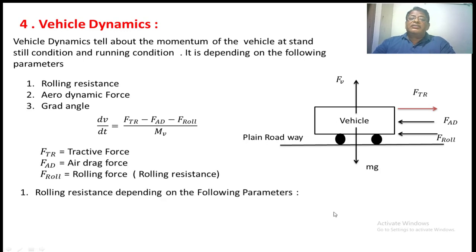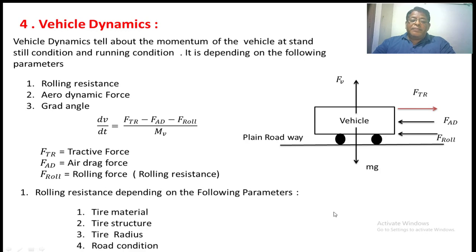The rolling resistance of a vehicle depends highly on the following parameters: what type of material is used for the tires, the tire structure, tire radius and road condition. In bad road condition, the rolling resistance is very high. In the case of a good road condition, the rolling resistance will be low.